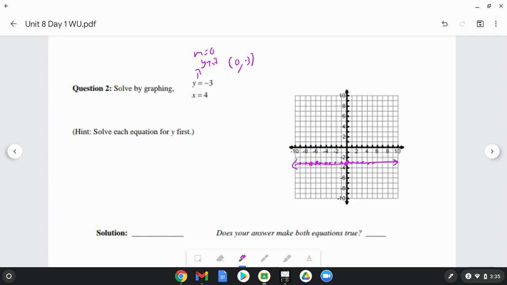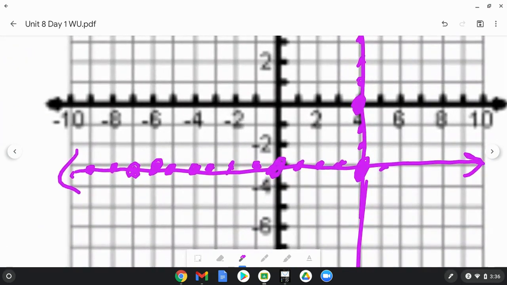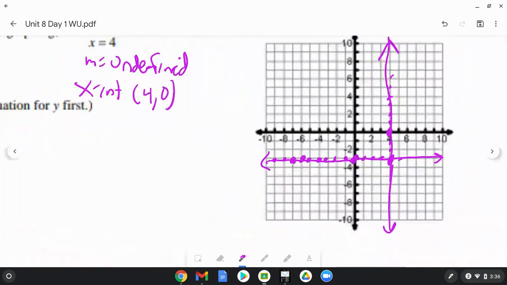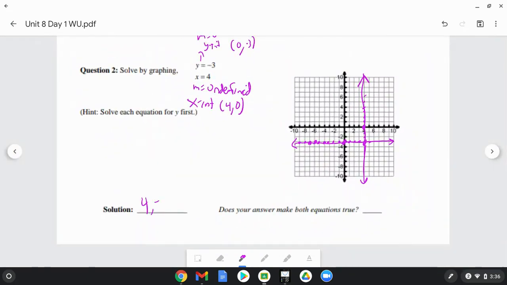The next one, x equals, I know that slope is undefined for vertical lines. And it doesn't have a y-intercept. It actually has an x-intercept of 4, 0. So I go to 4, 0, and I draw my points that go vertical because this line has an undefined slope, which means that it goes straight up and down. So it looks to me like it's right here. If I zoomed in, that'd be at 4, -3. So I believe that is the solution.